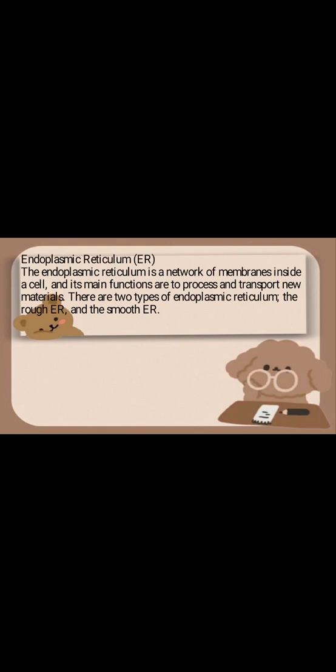The rough endoplasmic reticulum is studded with ribosomes, giving it a bumpy or rough appearance. It folds and tags newly synthesized proteins before transporting them to wherever they are needed in the body, while the smooth endoplasmic reticulum does not have ribosomes attached to it and is instead involved in hormone and lipid synthesis.